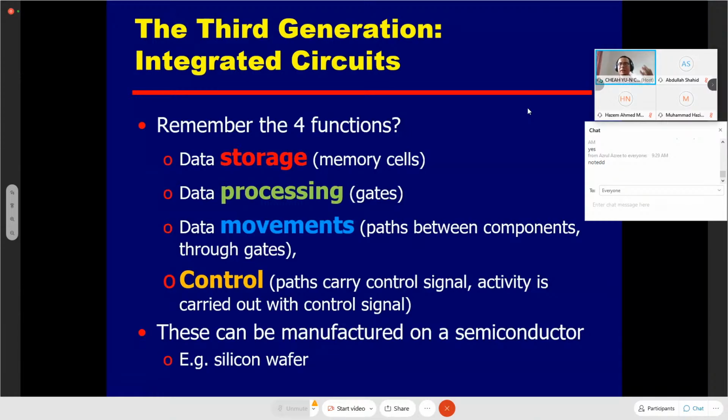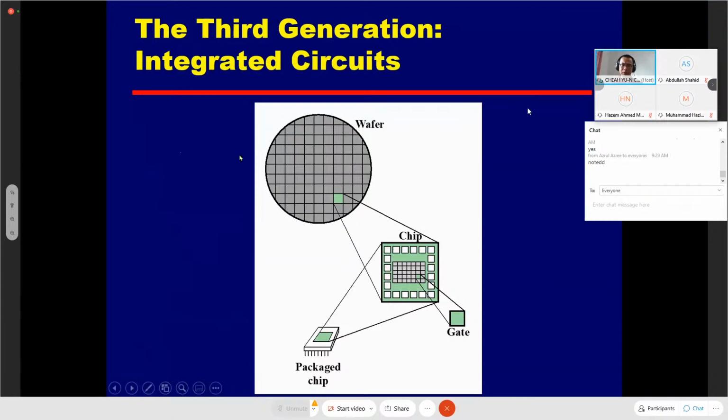Now all these functions can be implemented on a semiconductor, or on a single component, and this is what we call a silicon wafer, a very, very thin piece of material. They manufacture it in terms of a large disk, and each of those squares there refers to a chip. So on the motherboard, you see that square processor chip there, that actually comes from one of these squares on that silicon wafer.